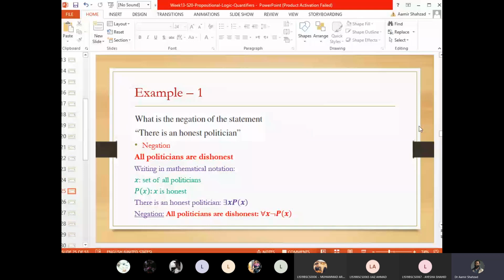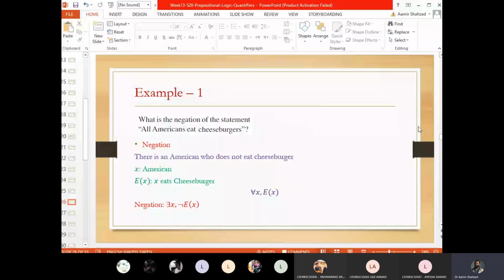All Americans eat cheeseburgers. So its negation would be: there is some American, at least one American, who doesn't eat cheeseburgers. So this exception is negating this statement, which says all Americans eat cheeseburgers. So there is an American who does not eat cheeseburgers.